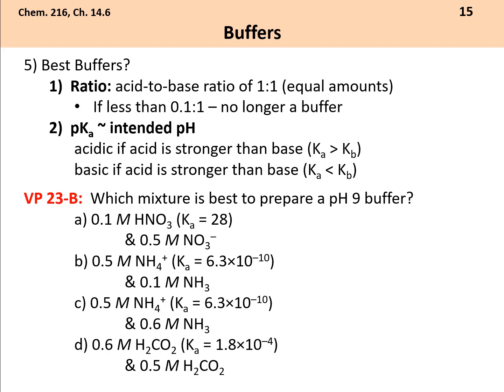We have 0.01 molar. Oh, so best buffer at pH 9, right? So we want to make something that has a pH 9 and a buffer, okay? So we have 3 different pairs of acids and bases with different Kas and different ratios of those acids and bases. All right, this is video problem 23B.